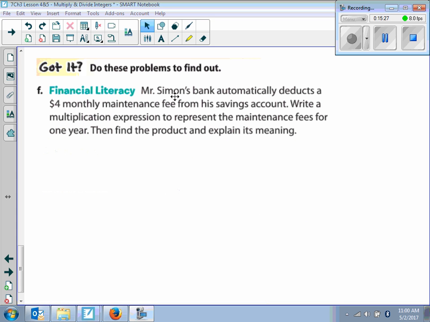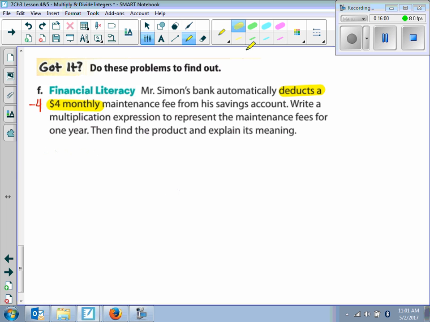All right, so Mr. Simon's bank automatically deducts $4 a month maintenance fee from his savings account. Write a multiplication equation to represent the maintenance fees for 1 year, then find the product and explain its meaning. Now, if the bank is automatically going to deduct $4 monthly, that's going to be a negative. So that's going to be a negative 4, right? That's a negative 4. Now, it also says down here that they are going to charge these fees for 1 year.